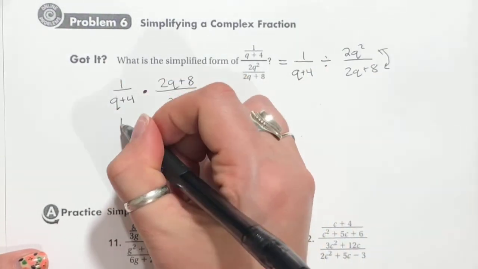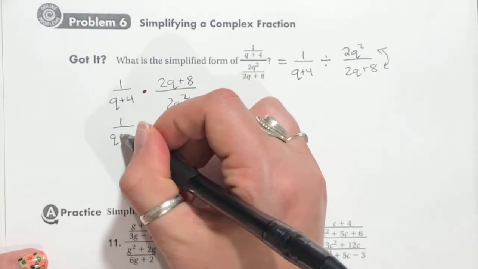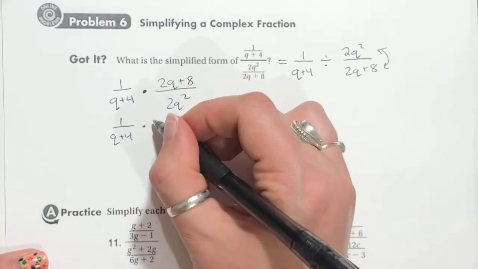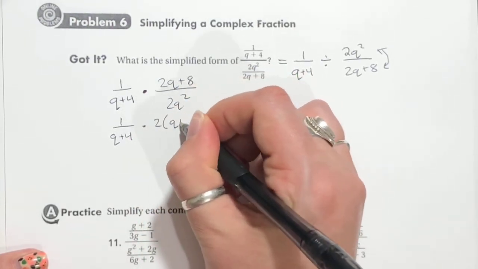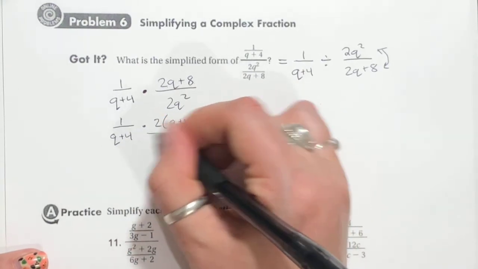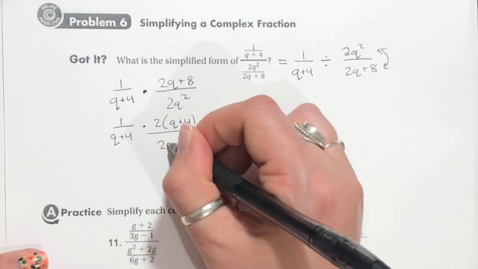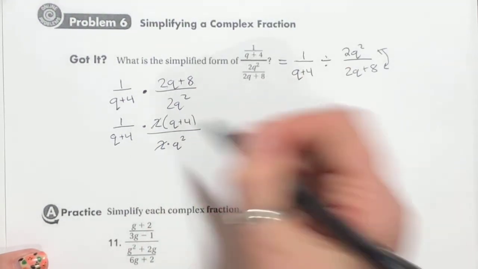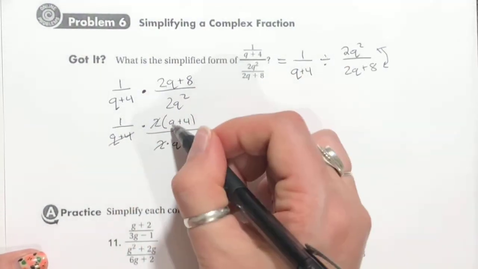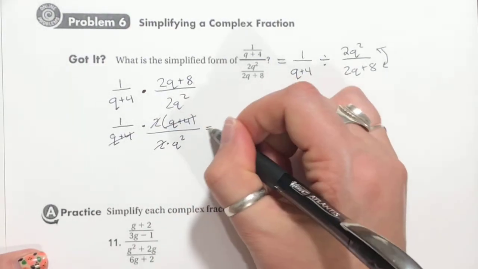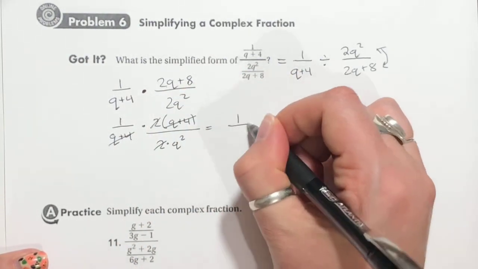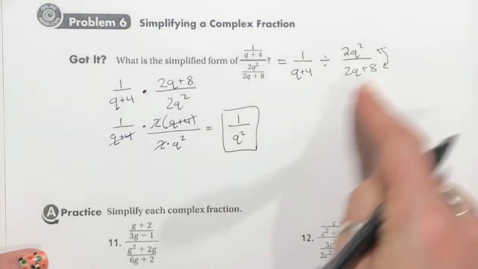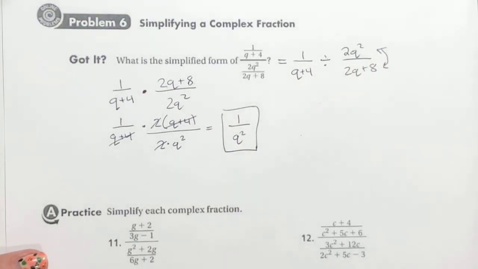Well, 1 we can't change, q plus 4 doesn't have anything in common. So let's come over to this one, 2q plus 8. We can take a 2 out, which leaves us with q plus 4, which is convenient. And then we have the 2, I'm going to just write it as 2 times q squared, because then we can think of these 2's canceling, and these q plus 4's cancel. So all we're left with in the top is the 1, and then in the bottom we're left with a q squared. So really, it's not that bad, right? It's just a scary way of looking at it.